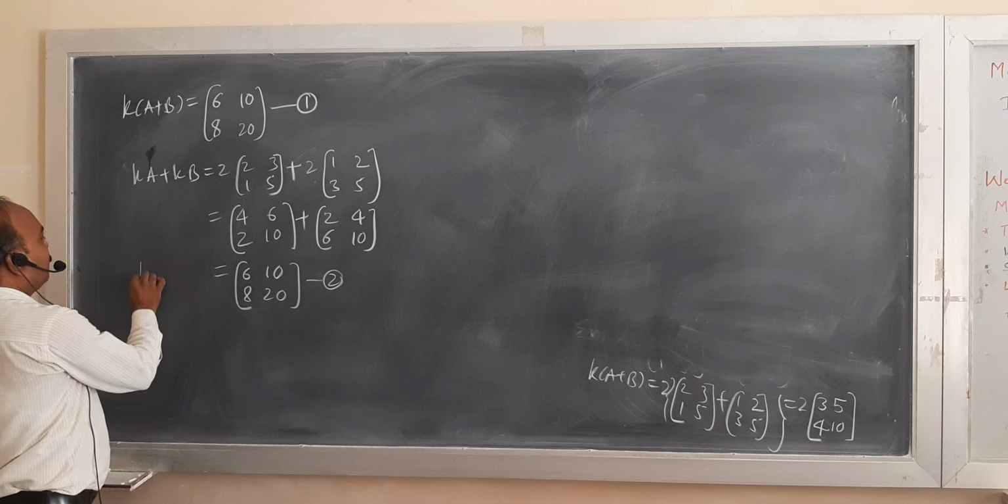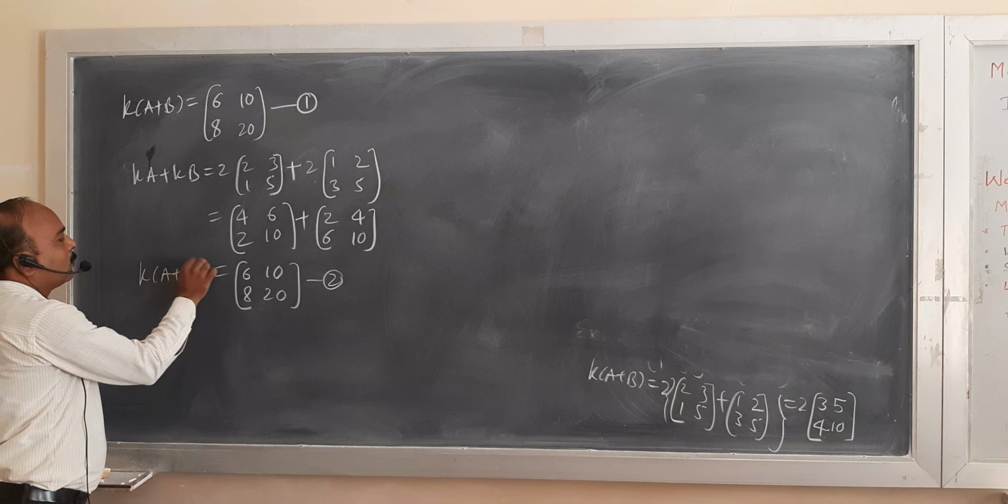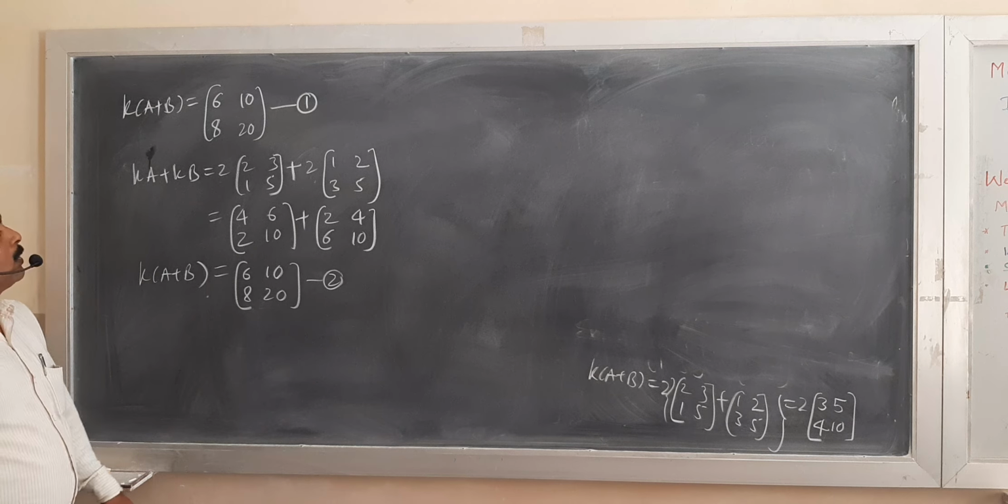Now this is the value of k times a plus k times b. From these two equations 1 and 2, what you are observing here is that the right hand side values are equal: 6, 10, 8, 20, here also 6, 10, 8, 20. Therefore we conclude that the left hand side must also be equal. Therefore by 1 and 2, k times of (a plus b) is equal to k times a plus k times of b. So like this we check the property of any given matrix by using the scalars.